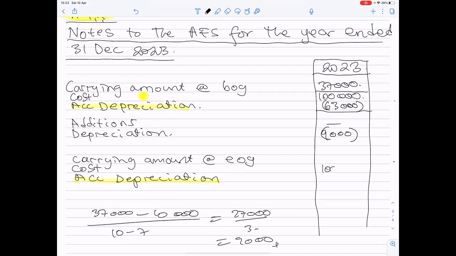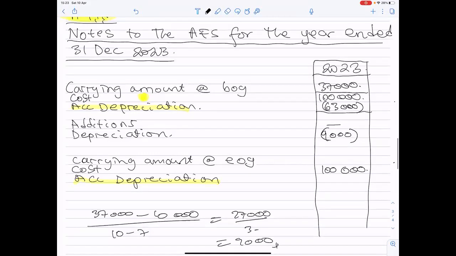So our cost is still 100,000. Accumulated depreciation is going to be 63,000 plus 9,000. It will give us 72,000. So 100,000 minus 72,000, you get 28,000.